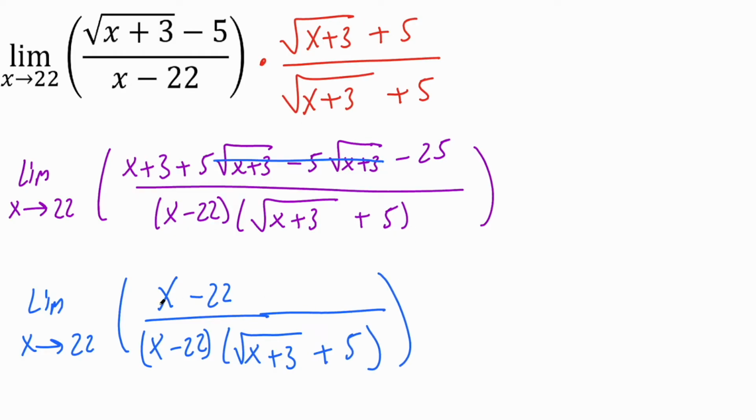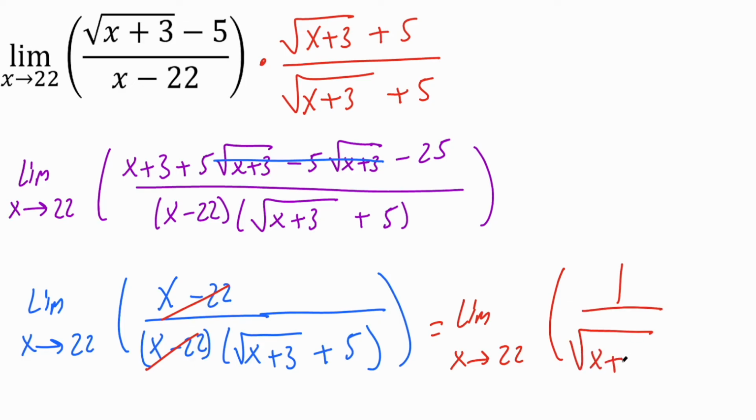So the numerator is x minus 22, the denominator is x minus 22. They get canceled. And so what we have is the limit as x approaches 22 of 1 divided by the square root of x plus 3, outside there's a plus 5, close parentheses.